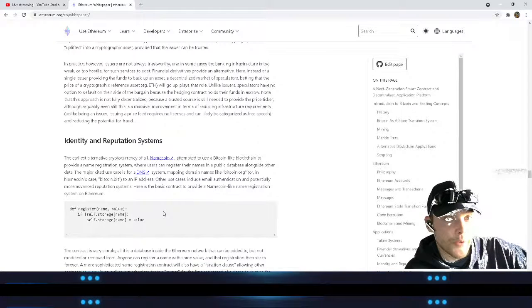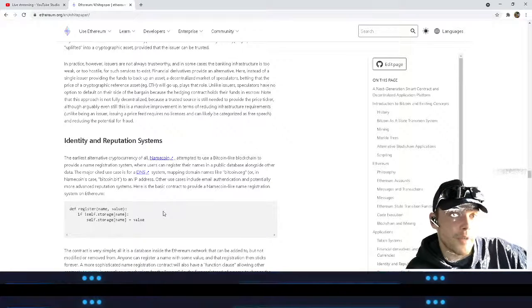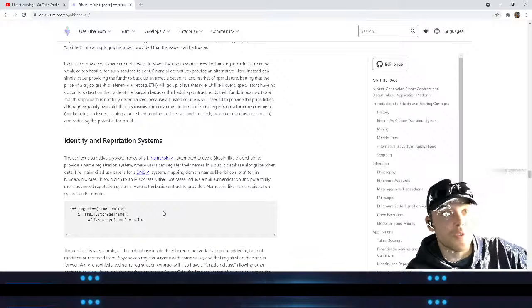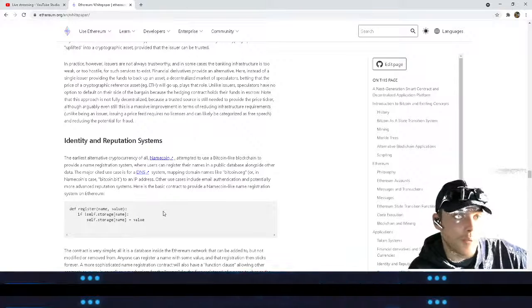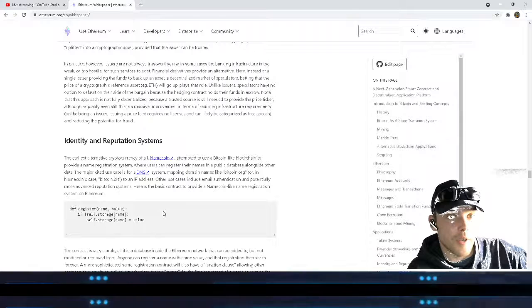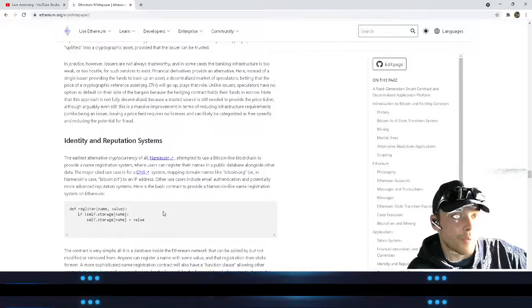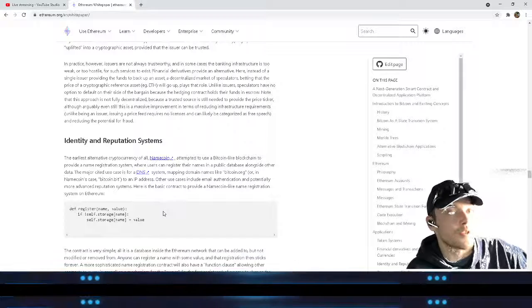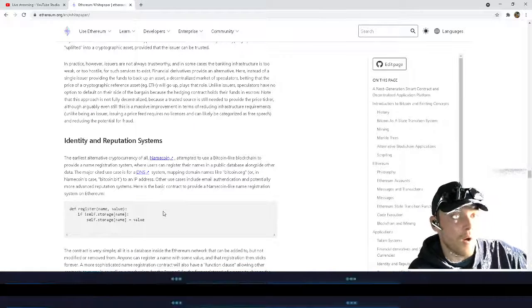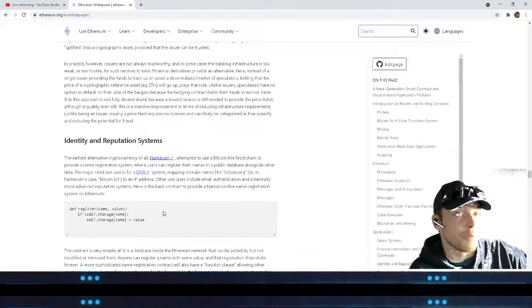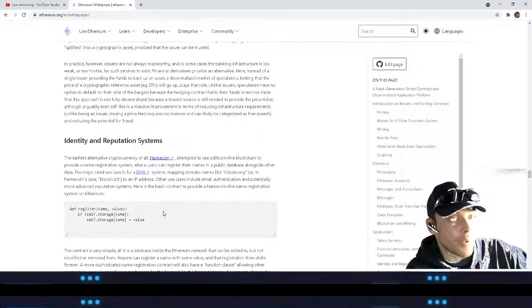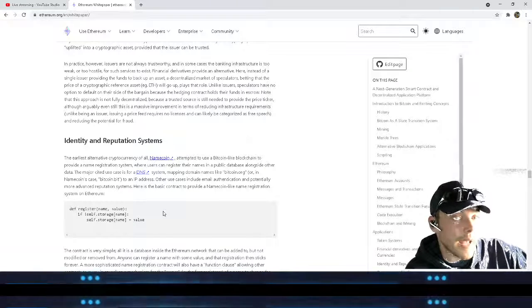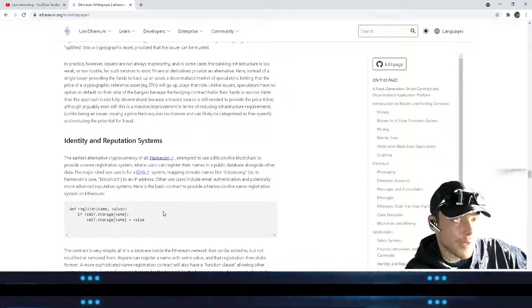Financial derivatives provide an alternative. Here, instead of a single issuer providing the funds to back up an asset, a decentralized market of speculators betting that the price of a cryptographic reference asset, such as Ether, will go up, plays that role. Unlike issuers, speculators have no option to default on their side of the bargain because the hedging contract holds their funds in escrow. Note that this approach is not fully decentralized because a trusted source is still needed to provide the price ticker, although arguably even still this is a massive improvement in terms of reducing infrastructure requirements. Unlike being an issuer, issuing a price feed requires no licenses and can likely be categorized as free speech, reducing the potential for fraud.